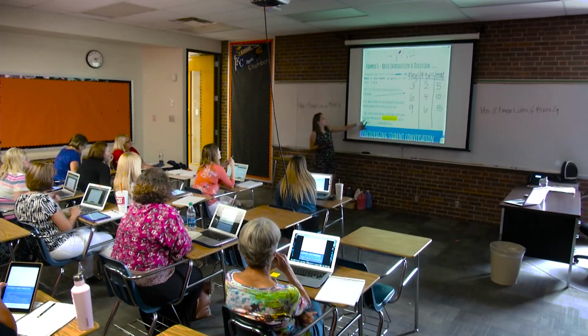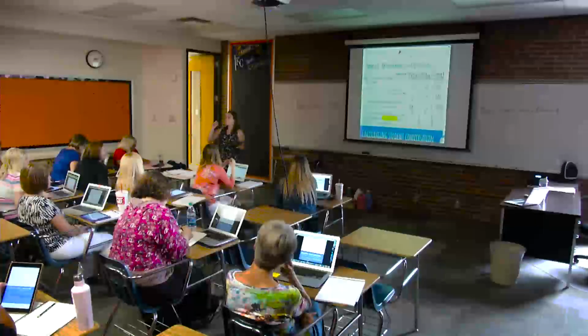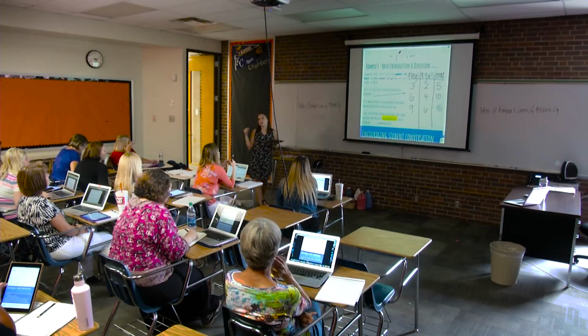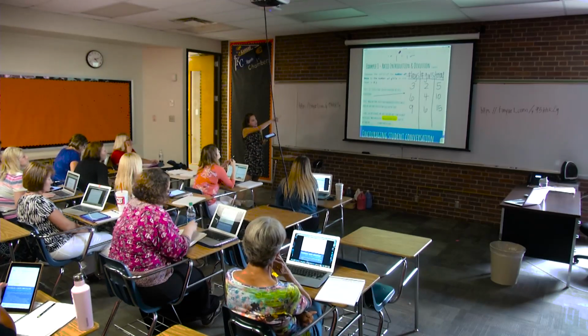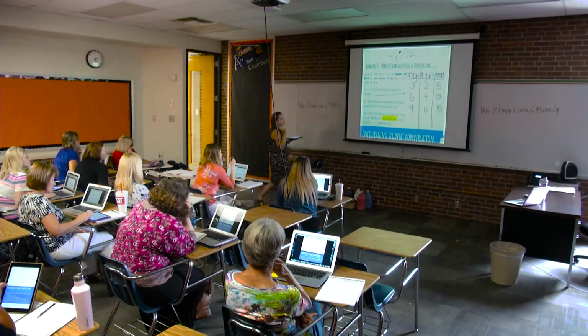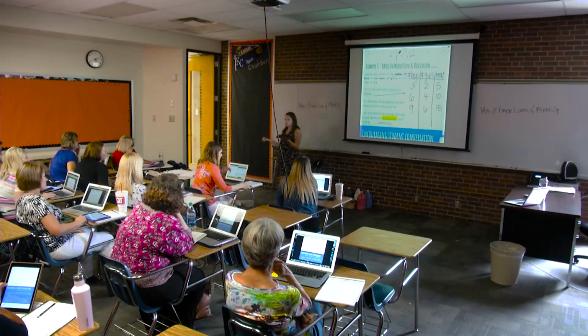So what would our multiplicative value be? Now I highlighted multiplicative value because it's going to be a new term for our students. It's a vocab term. The way I'm going to explain that to them is I'm going to say, think of the ratio 3 to 2. When we write it as a multiplicative value, we write it as a fraction. So we would have to turn that ratio into a fraction. So what would our multiplicative value of this ratio then be? There are 3 halves as many boys as girls.